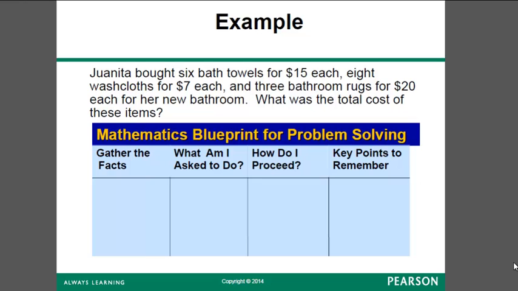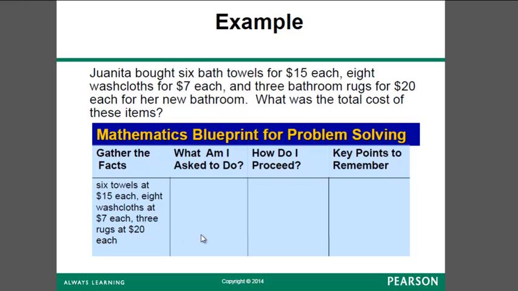What are the facts? Well, one fact is 6 bath towels, $15 each. Another fact is 8 washcloths, $7 each. And another fact is 3 bath rugs, $20 each. So we have 6 towels at $15, 8 washcloths at $7 each, 3 rugs at $20 each. And it's important to realize that those prices are for each towel.